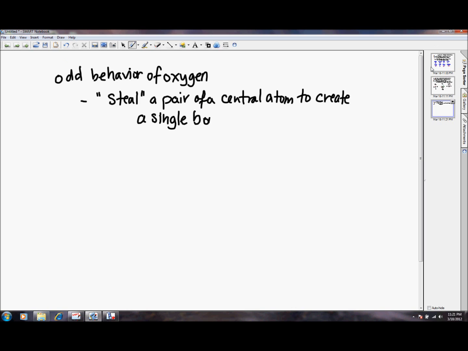Okay. Only oxygen has this particular ability. You can't do it with anything but oxygen, not even any other member of the oxygen family, only oxygen. Alright, so let's see what that looks like. We're going to draw the molecule.